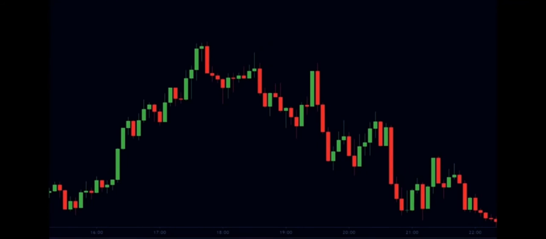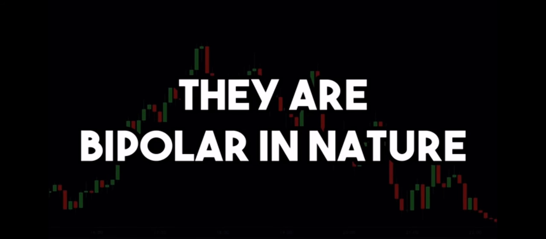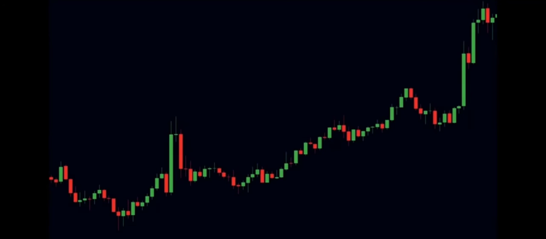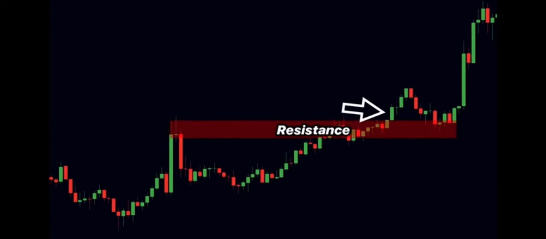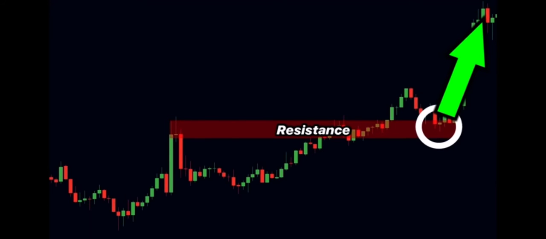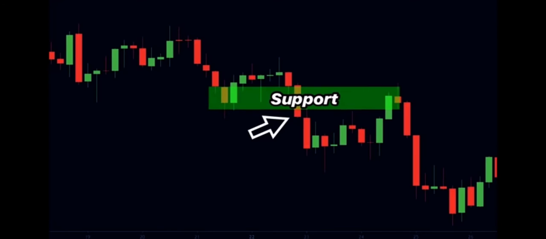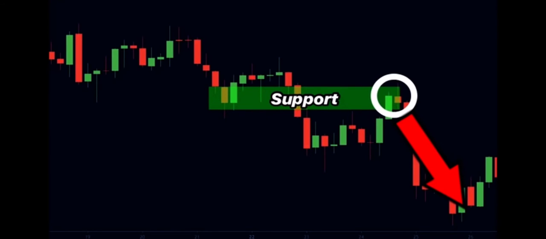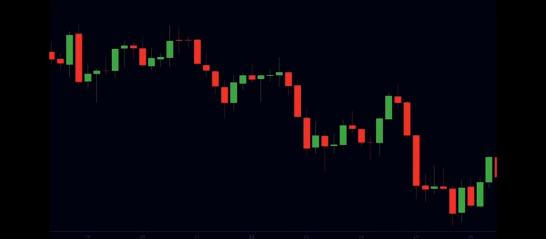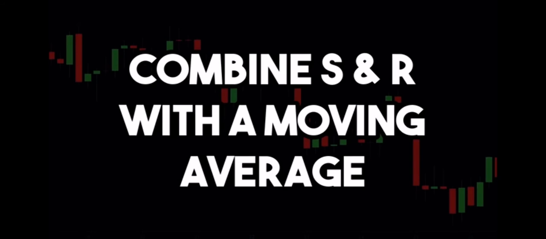Now, an important characteristic of support and resistance levels is that they are bipolar in nature. This means that, whenever the price breaks a resistance level, it becomes a support. Inversely, when the price breaks a support level, it turns into a resistance level. We can combine this characteristic with a moving average to find the best trading opportunities.